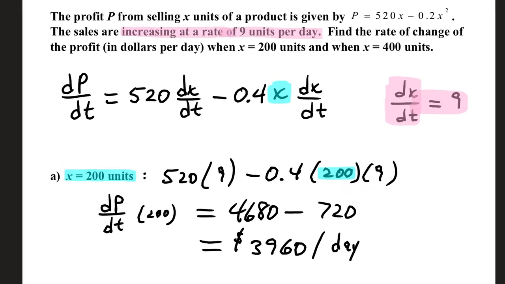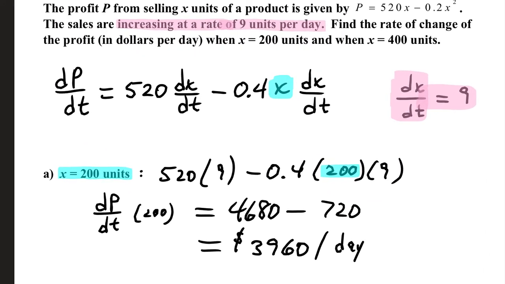The profit from selling X units of a product is given by the function at the top right. That's P equals 520X minus 0.2X squared. The sales are increasing at a rate of 9 units per day. Find the rate of change of the profit in dollars per day when X equals 200 and when X equals 400.